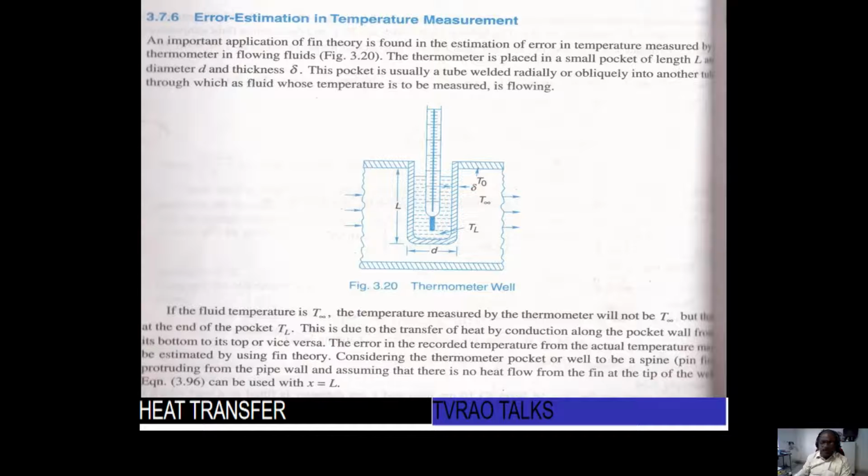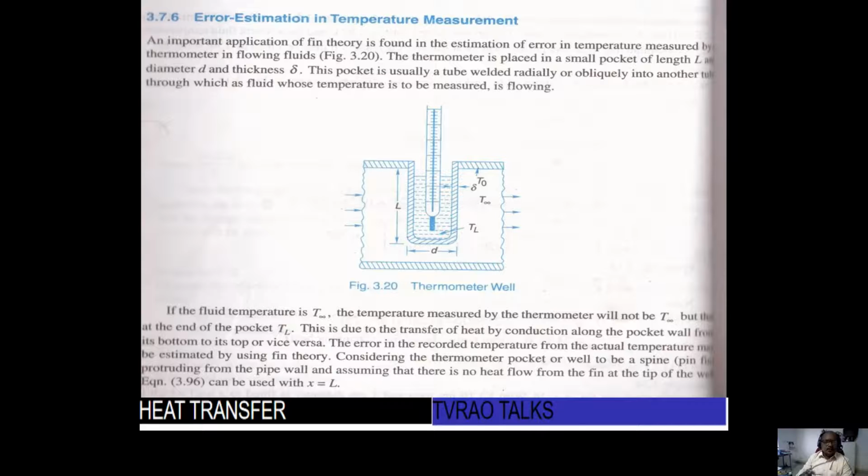So there is another concept of error estimation in temperature measurement. See, in case of a fin, whatever the fin it may be, long fin or insulated fin or a short fin, there is a temperature distribution. With the help of this temperature distribution concept, we can find out error estimation in temperature measurement.